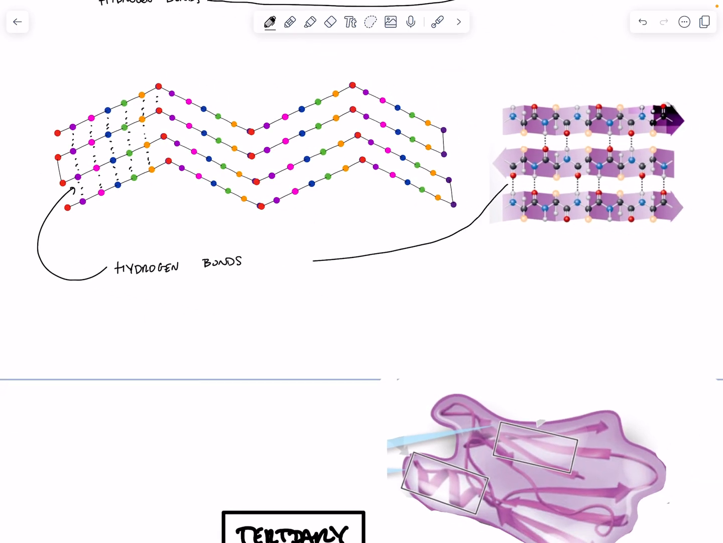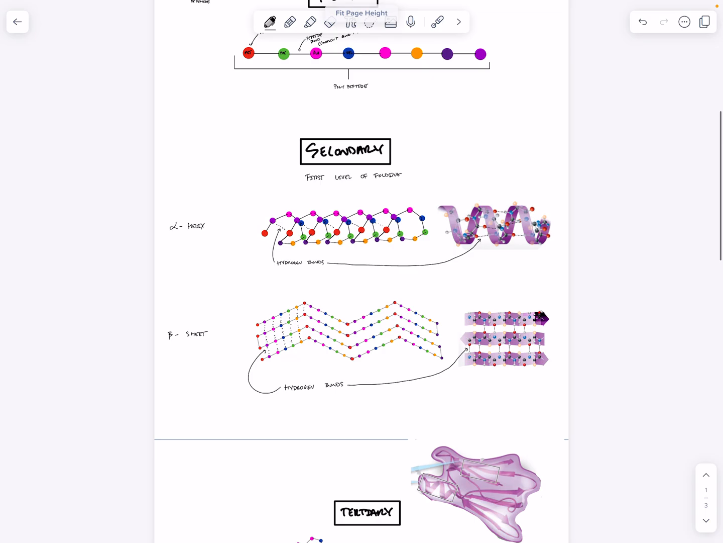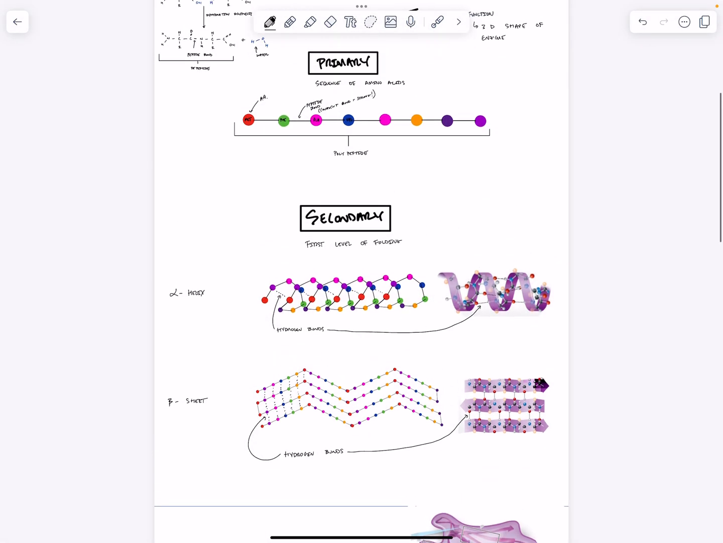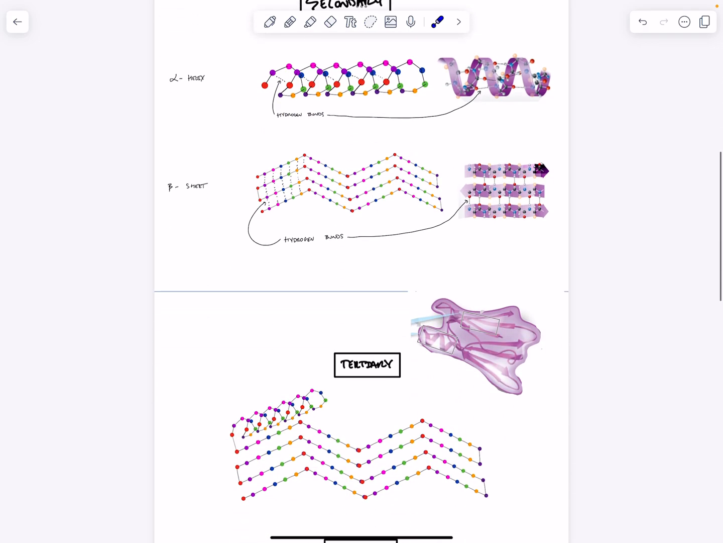And over here, you can see it as well. So hydrogen bonds are holding together our secondary structure. And our secondary structure is a lot more tenuous than our primary structure because the covalent bonds that hold together the primary structure are a lot stronger than the hydrogen bonds that hold together the secondary structure.